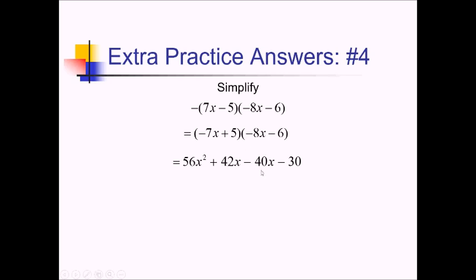42x minus 40x, that's going to be 2x in the middle. We still have the 56x squared and the negative 30 along for the ride, so we're done.